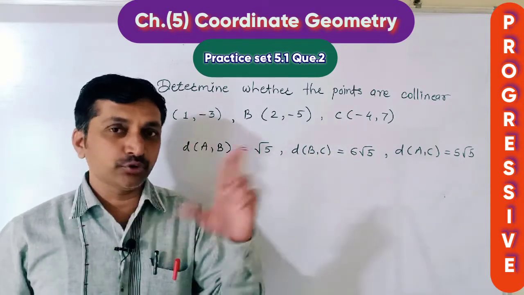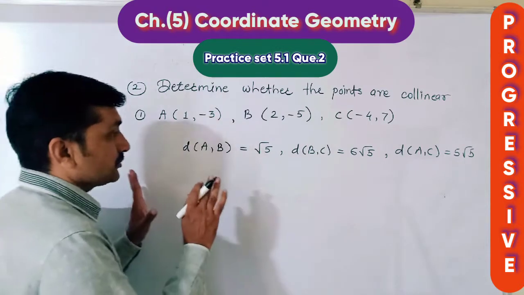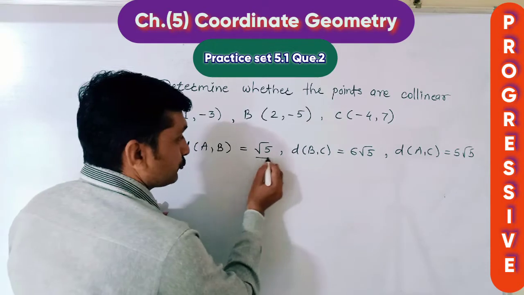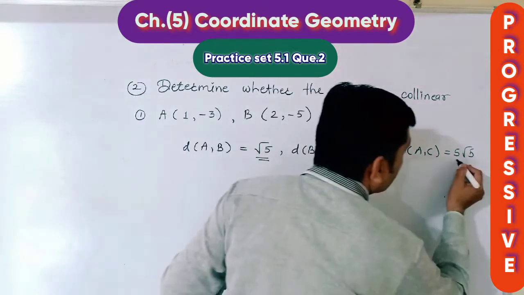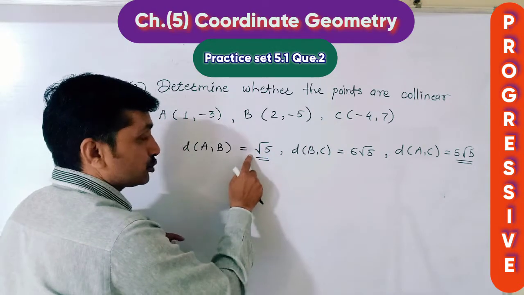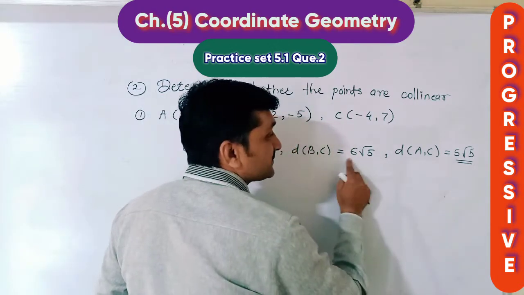Sum of any two should come equal to the third. Now here you see, check by addition of which two we get the third. Here is root 5 and here is 5 root 5. If we add them, here is 1 outside. 1 root 5 plus 5 root 5, we get 6 root 5.